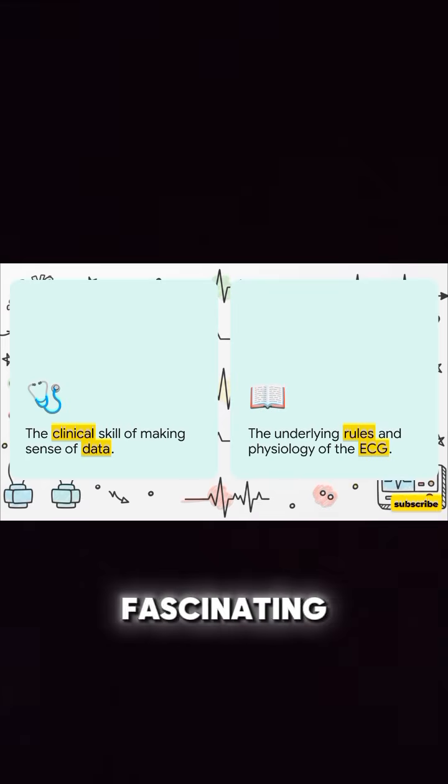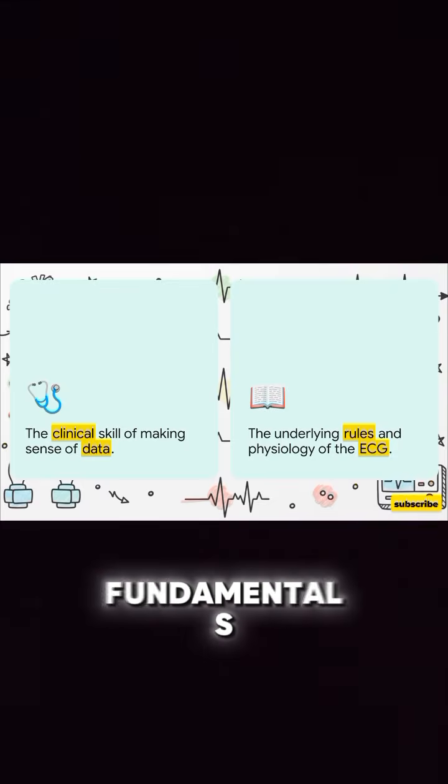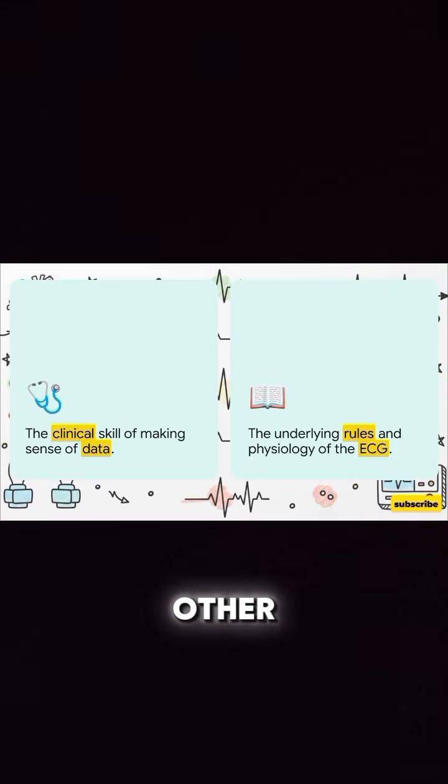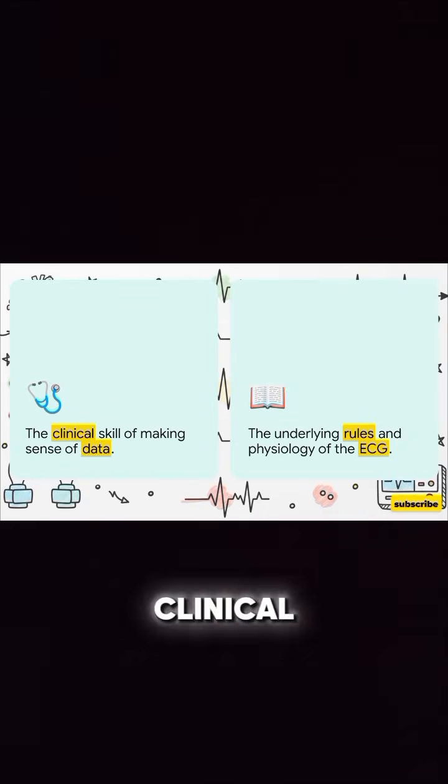Now, there's some fascinating dual terminology explicitly presented right in the source's title. We have EKG interpretation on one hand and fundamentals of ECG on the other. Both of these acronyms represent the exact same vital medical concept, but it's interesting how they're paired up. The fundamentals part aligns directly with the underlying rules and the basic physiology. Meanwhile, interpretation represents the active clinical skill of actually making sense of all that data.